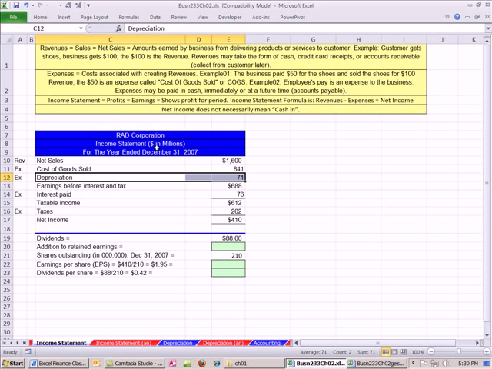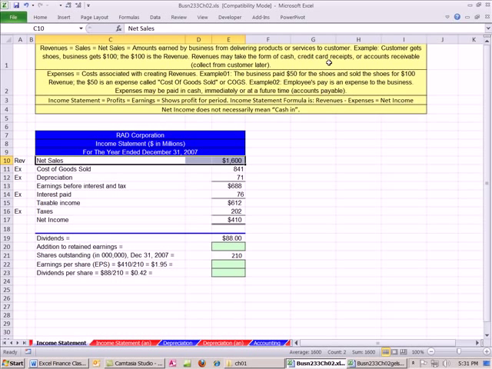So the income statement, profit and loss for a particular period. Here it's for the whole year. We have our net sales, cost of goods sold. This is like when you sell a shoe, your customer gives you $100. If you paid $50 for it, the cost of goods sold was $50. By the way, these sales, as we mentioned on the balance sheet, let's look up here, could come in the form of cash or credit card receipts or accounts receivable. That means we'll collect from the customer later.